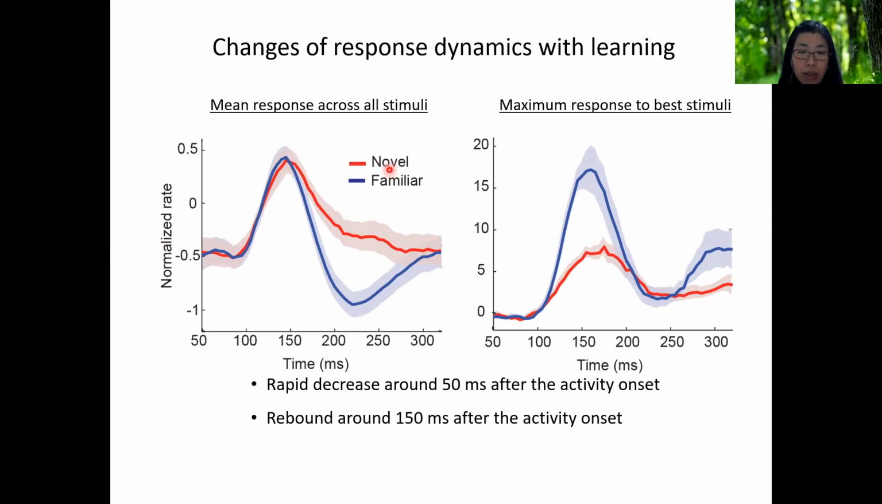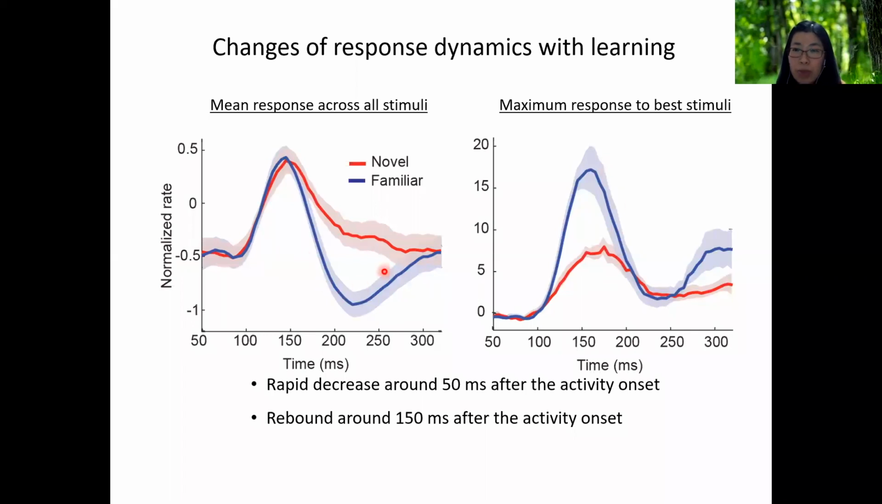The left panel is what you have seen before, the mean response across all stimuli, and it shows the reduction of the fire rates for the familiar stimuli. We could also extract, for each neuron, the response to the maximum, the best stimulus. As observed in this distribution, there is a widening of the distribution: the maximum response was increased for the familiar stimuli.